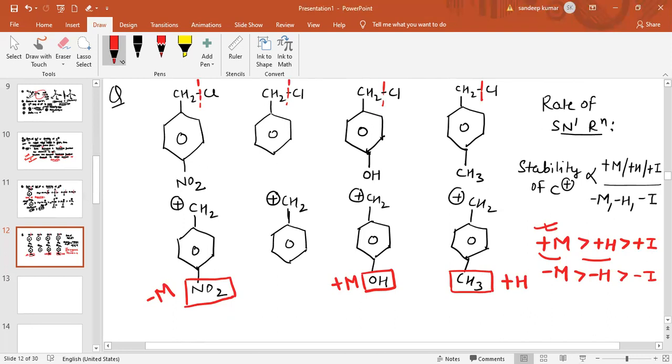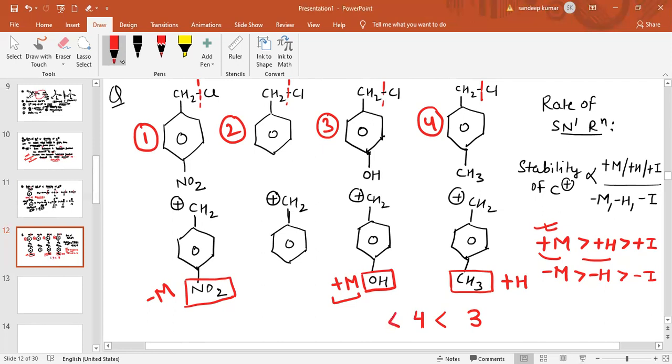the rate of reaction basically depends on the stability of the carbocation. So if it is given as first number, this is second, this is third, and this is fourth. Now plus M will donate electrons, and plus M is more powerful, so a more stable carbocation will be formed. So the most stable carbocation is third, then plus M, then plus H. See, the plus H group is where? At fourth position. So fourth is more stable.